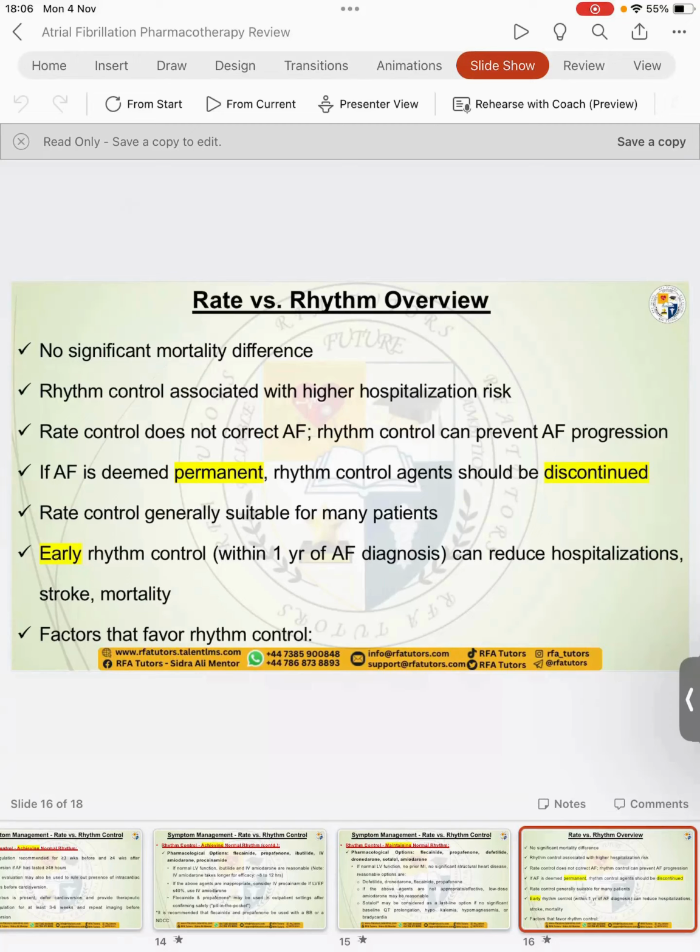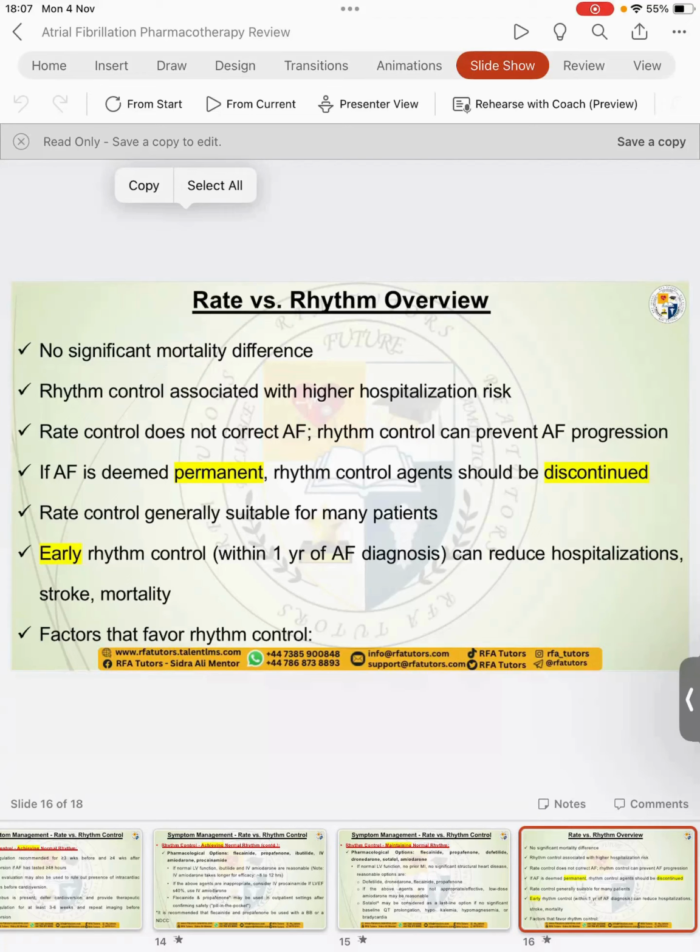But for the young patient with isolated atrial fibrillation associated with alcohol intake, it may be difficult for them to continue with blood thinner medication, which they obviously would not like to have. So in those conditions, we can consider rhythm control. If we talk about the difference in mortality, there is no mortality difference. But as we said, if we control the rhythm, it can prevent progression and complications related to that.